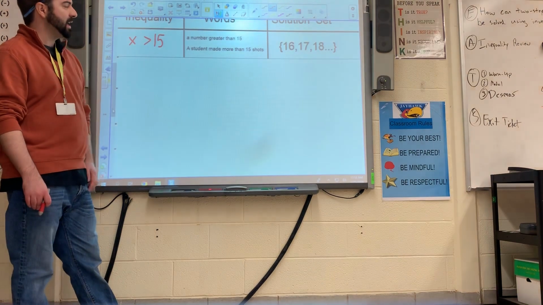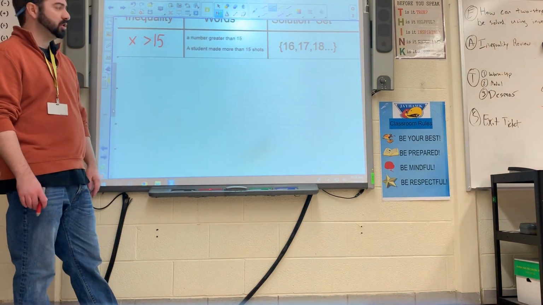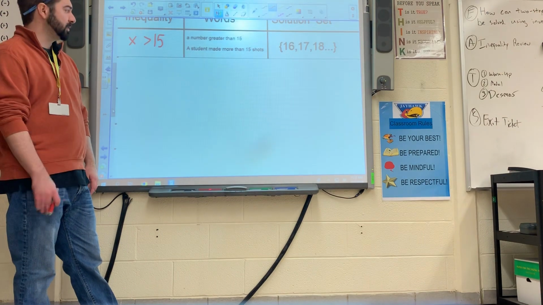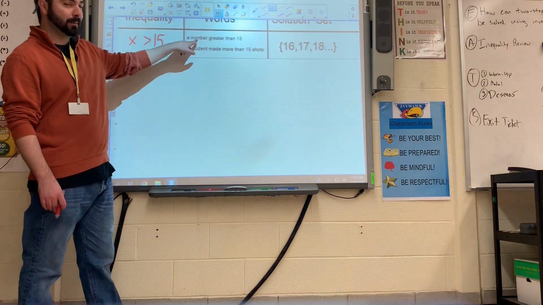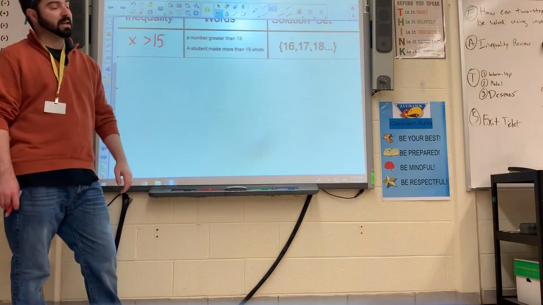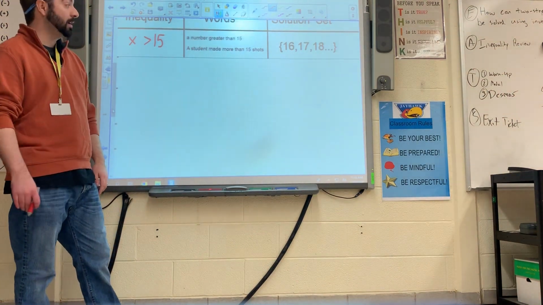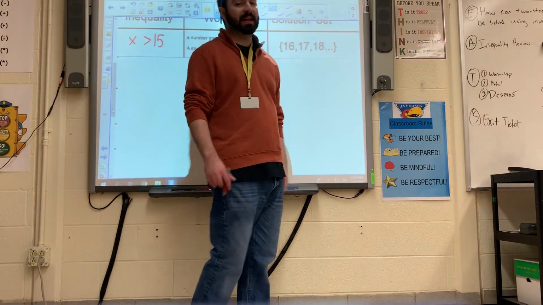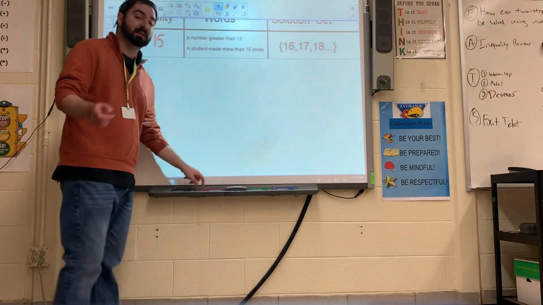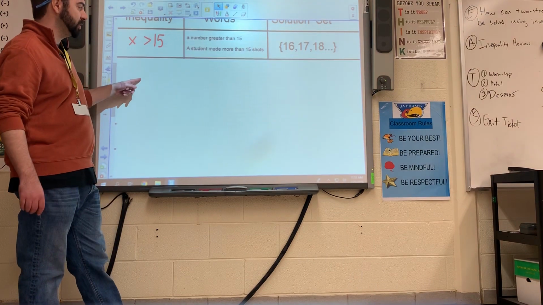Below that, we have a chart we're going to fill out. So the first one I go ahead and did for you. If you want to take a pause and try some of the ones underneath of it, this is what it looks like. So I would read this as x is greater than 15, a number greater than 15. And a real world example would be a basketball player made more than 15 shots. That means they could have made 16, 17, or 18 shots or more. That's what those dots say. We're going to continue in that direction.